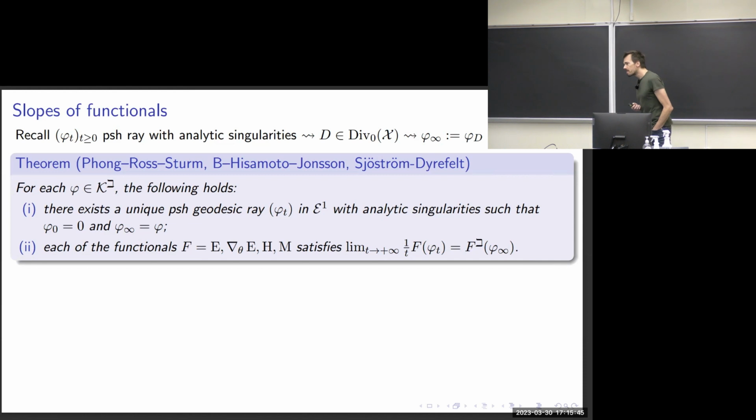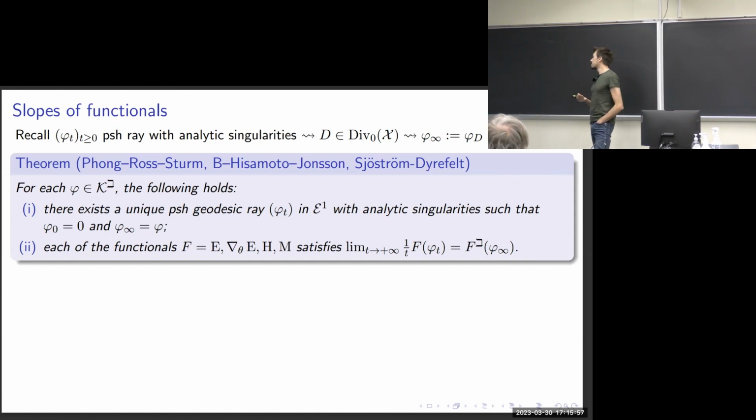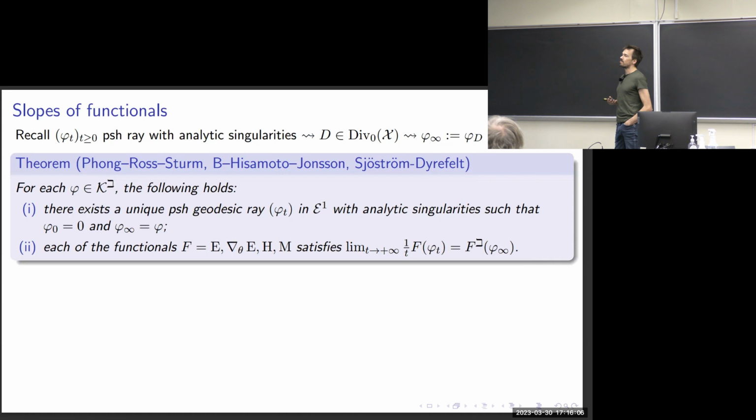I'm sorry? How should you understand this? So we've seen before that those limits are important because coercivity of M is encoded. In order for M to be coercive, you should look at the slopes at infinity along all rays. And if it's positive always, then it's coercive. So that's the main motivation to look at the slope at infinity like that.